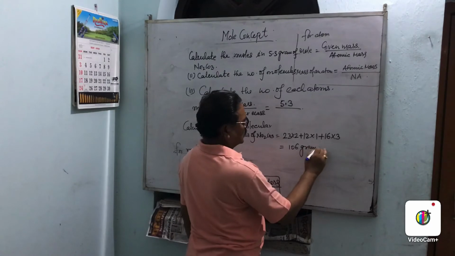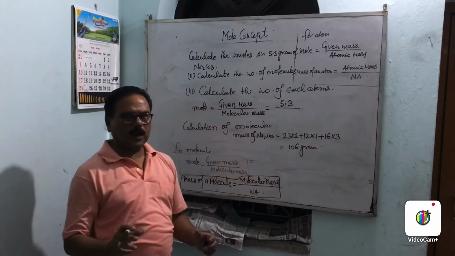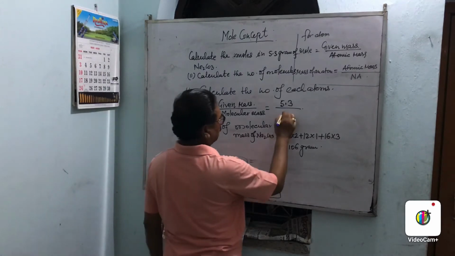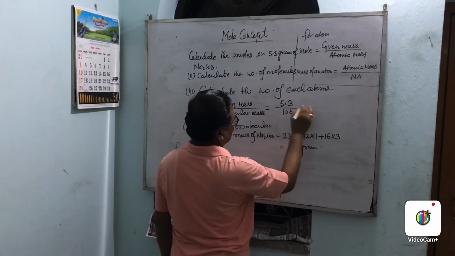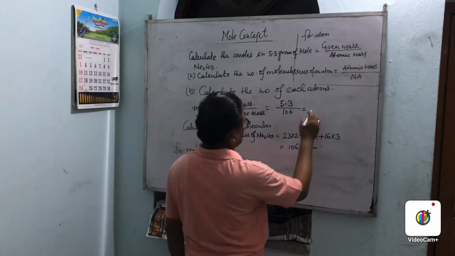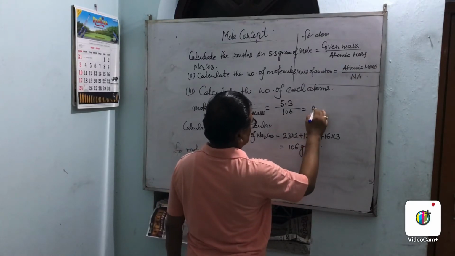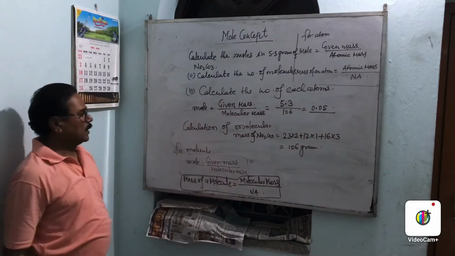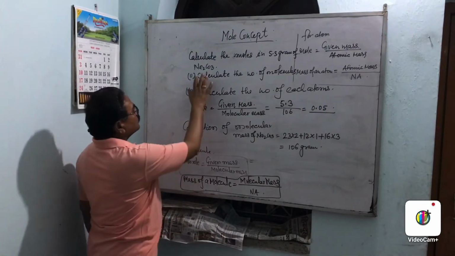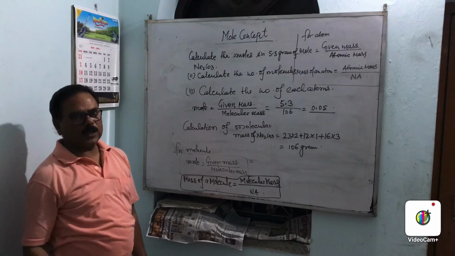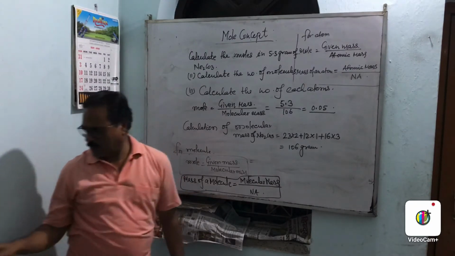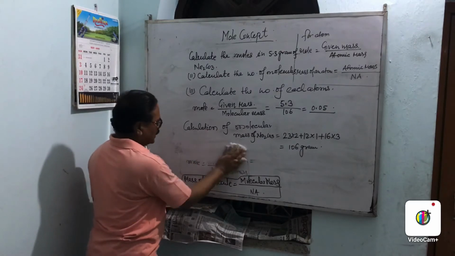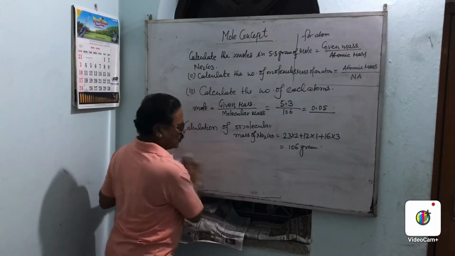If it is expressed in gram, then it is called gram molecular mass, GMM. So here we put 106. When we solve it, it comes to be 0.05. So the first problem, to calculate the moles, is solved. The another problem is to calculate the number of molecules. How will we calculate the number of molecules? So we have the concept.